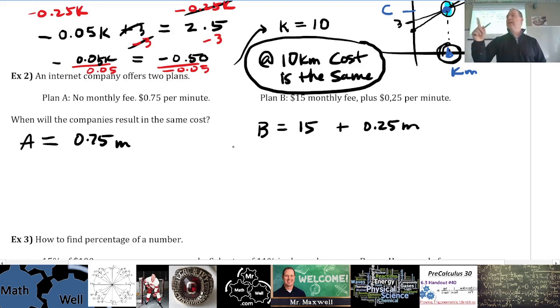I'm going to give you a minute to solve this. So do exactly what we did in the first example. Go ahead and see if you can do this on your own. Find out how many minutes it will take for the companies to have the exact same charge. Okay? Because these have different slopes and different y-intercepts, they are going to cross over each other. So go ahead and take a minute and do that. You're on your own. Solve for M.